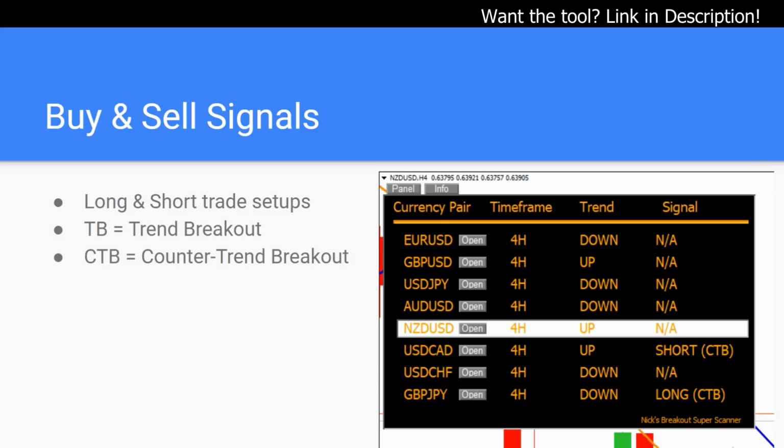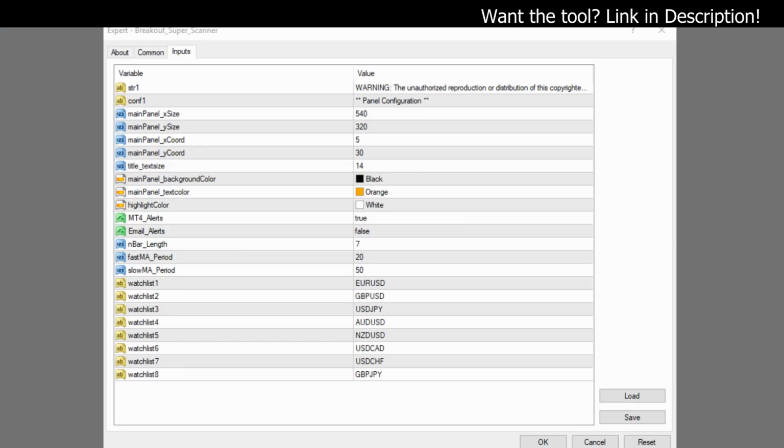In an uptrend, we have a short CTB, meaning that the market is going down, breaking to the downside in an uptrend. This gives us a counter trend breakout. Pretty simple, but this is exactly what those letters mean, CTB and TB. I mentioned configuration a few times.